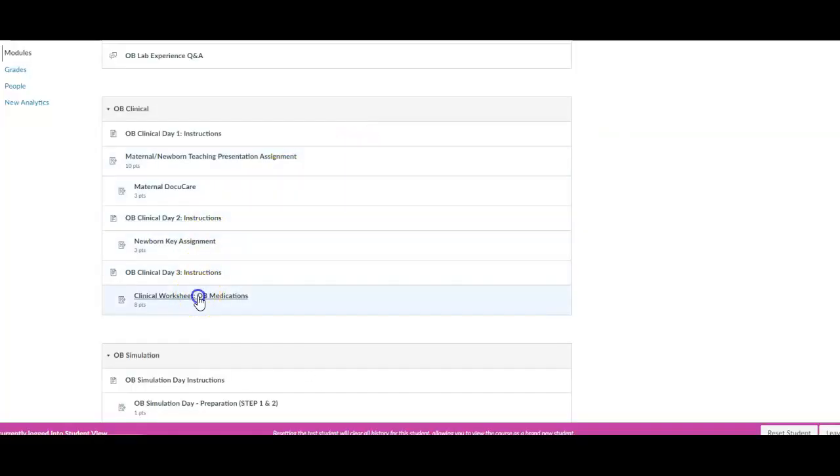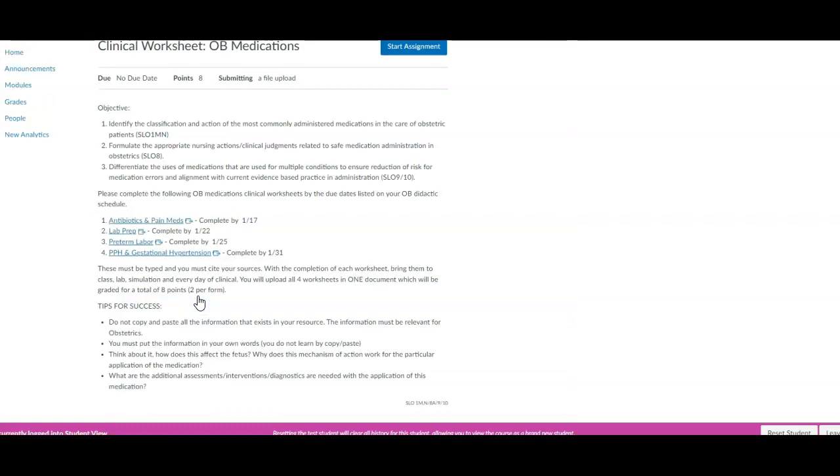Here is your OB medications worksheets. We broke this up because we find that some of the biggest weaknesses we have with Block 3 students is their confidence associated with medication. Your antibiotics and pain meds, we need that done as soon as possible because that is medications that you have given previously. Then you're going to have medications for your lab day. And then we have medications associated with your high-risk antepartum and labor modules.